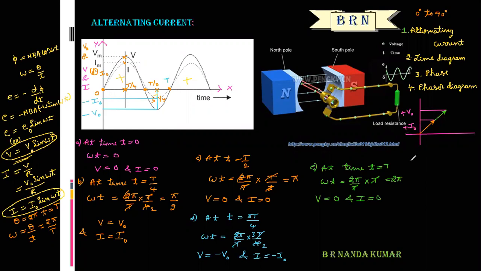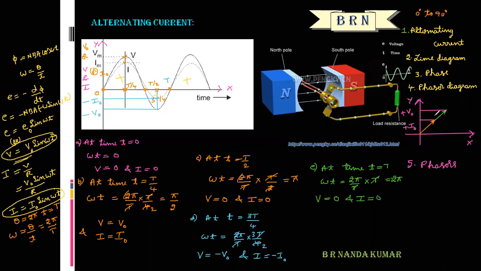The next very important term is phasor. Phasors means the current and voltage are represented in the form of rotational vectors. The current and voltage are represented like this. Okay, in the form of rotational vectors. That is called phasors. Actually, this is the phasor diagram.